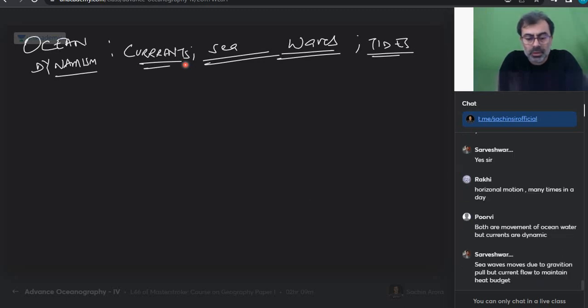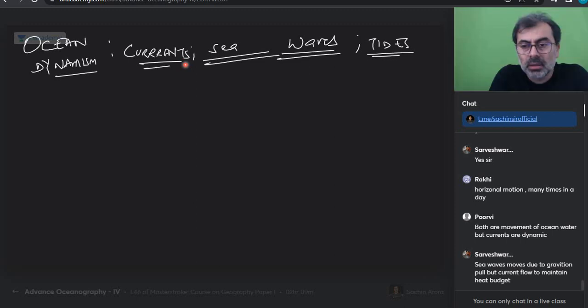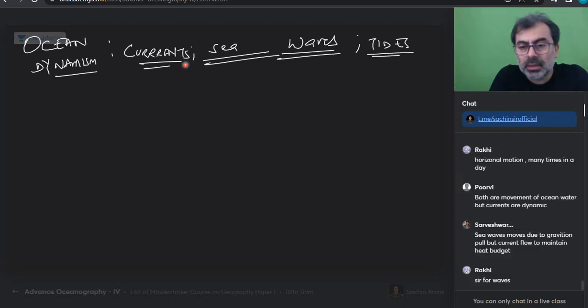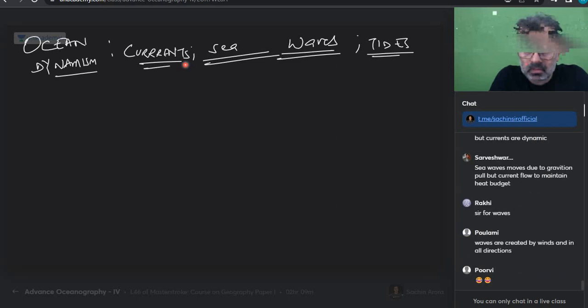Both Yash and Purvi have shown their lack of clarity. And then Sarveshwar joins the party. What is he saying? Sea waves move due to gravitational pull. Wow. And current flows to maintain heat budget. I know all three are answers. All three have the full potential to give wind in all directions. And in currents there is no role of wind at all.